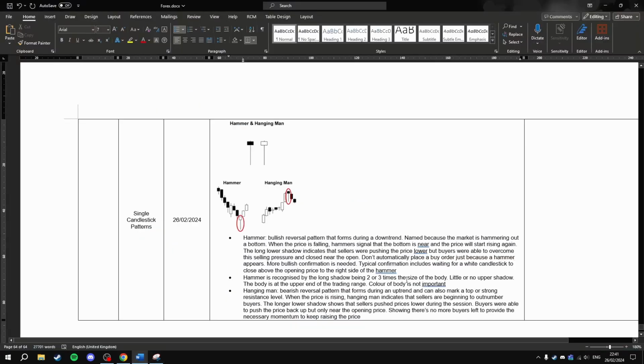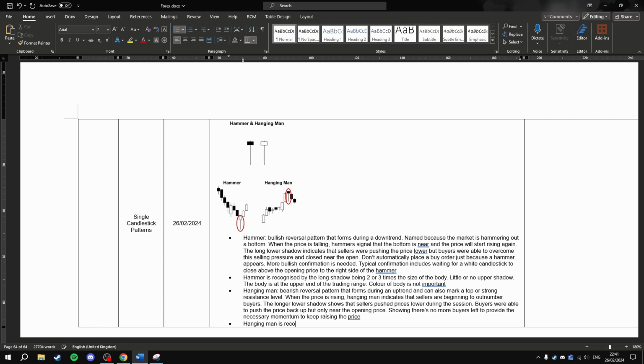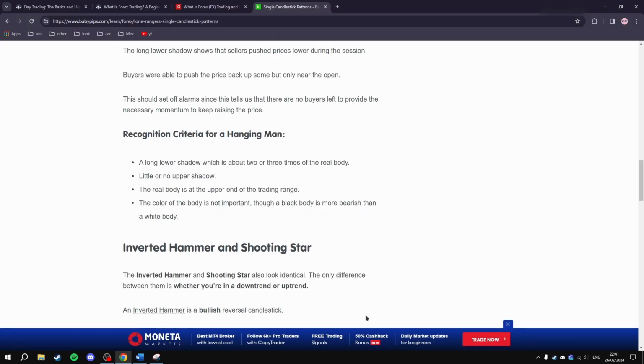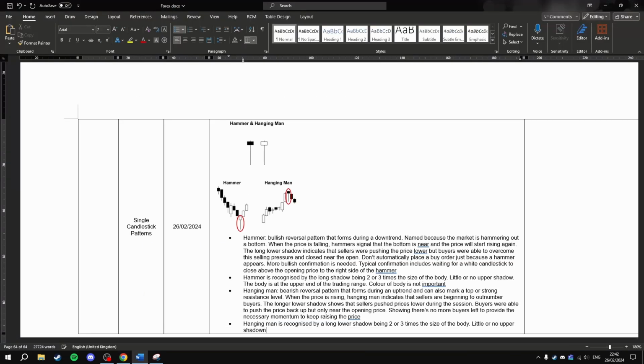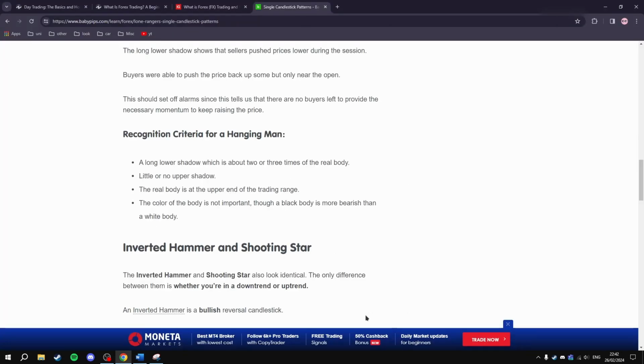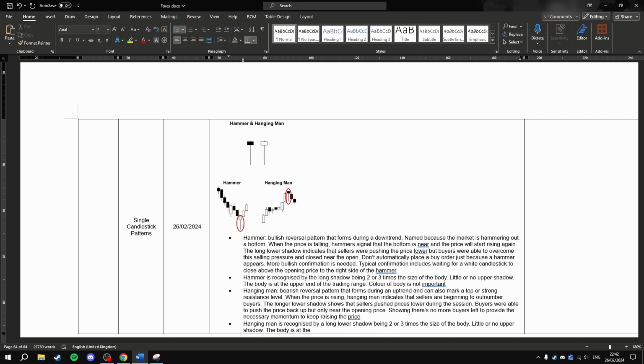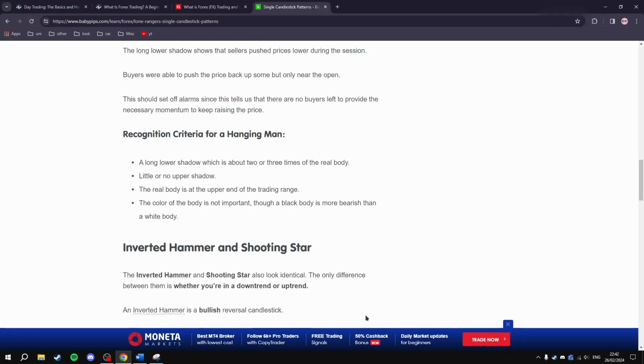Recognition criteria for a hanging man. A hanging man is recognized by a long lower shadow, about 2 or 3 times the size of the body, little or no upper shadow, the body at the upper end of the trading range, and the color of the body not really important.